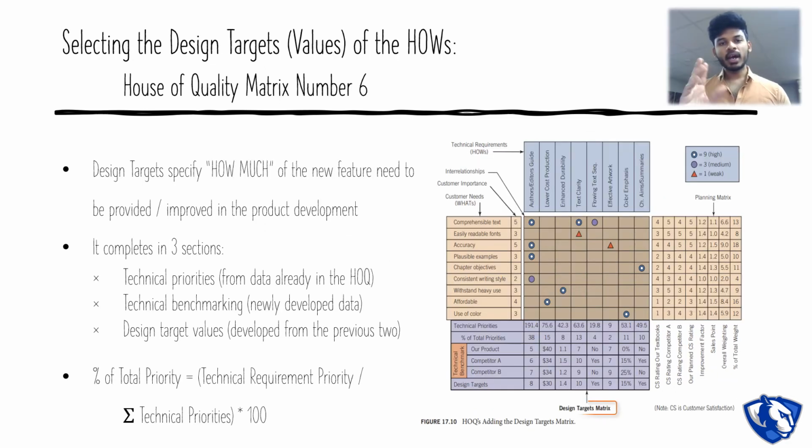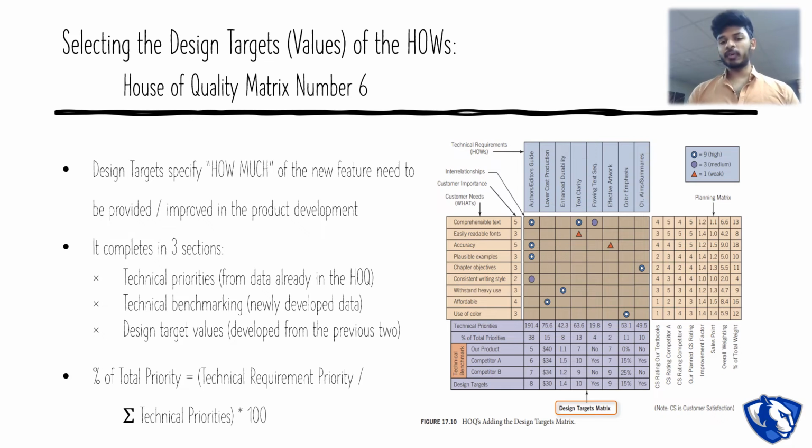And next, hi folks. So finally we are at the design targets, the last matrix, matrix 6. On one side we have the customer needs, and on the other side we have the technical attributes. That's like a house, the whats and the hows. Now you have to figure out how much of the hows needs to be implemented in order to develop a new product. So it all talks about how much, whether it's percentages, boolean values, or anything. Basically it completes in three sections: one is technical priorities, then technical benchmarking, and third, design target values.